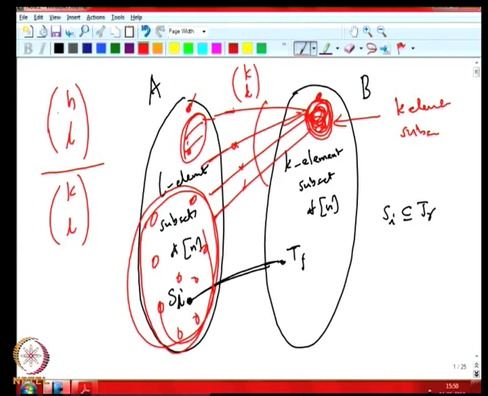Now, from this side, for each vertex here, that is each k element subset here, what we want is that one of its L subsets should be picked up. There are k choose L of them, and each one is picked with probability 1 by k choose L. So we expect one of them to be in the set picked up, right.